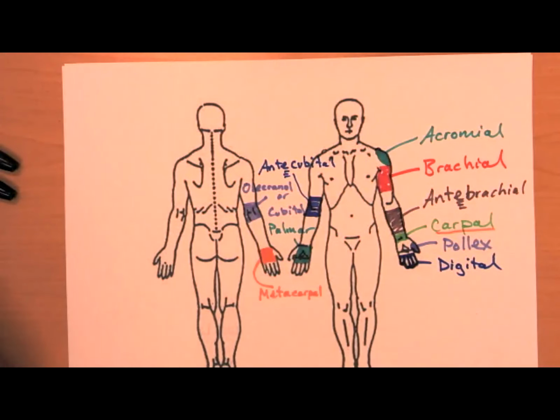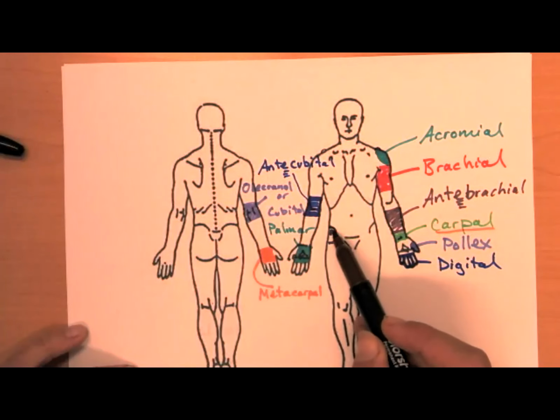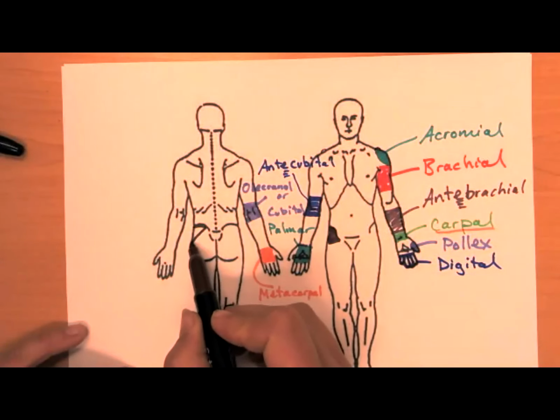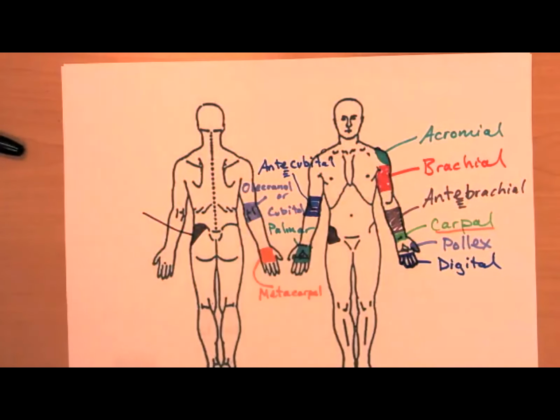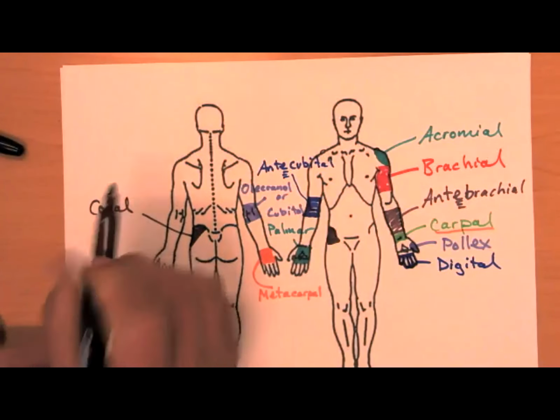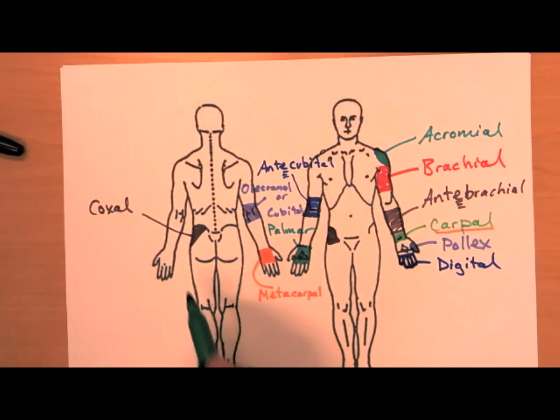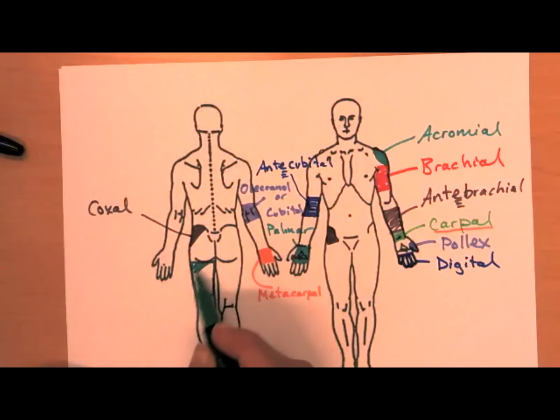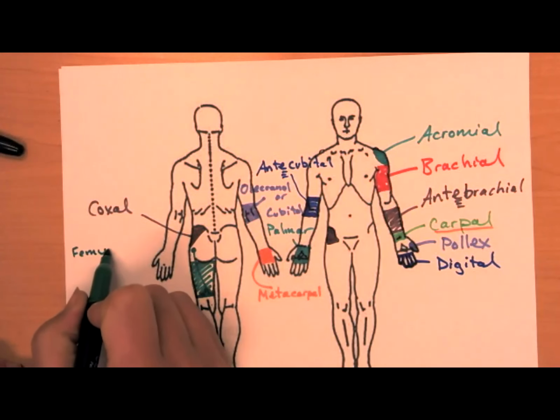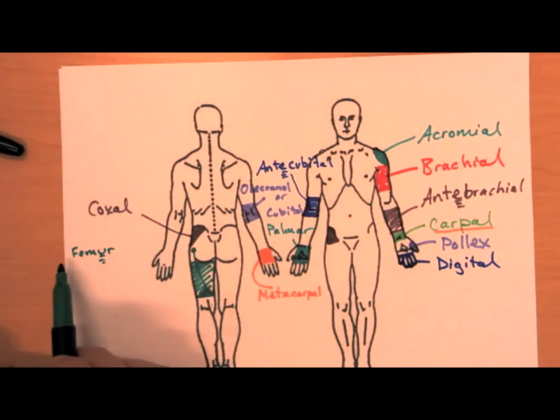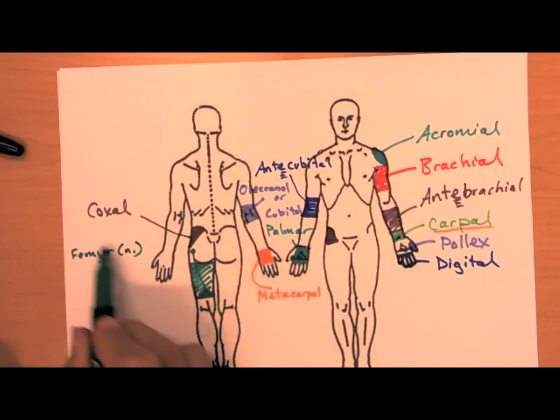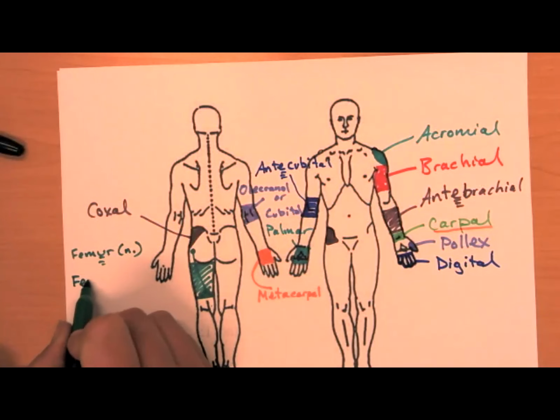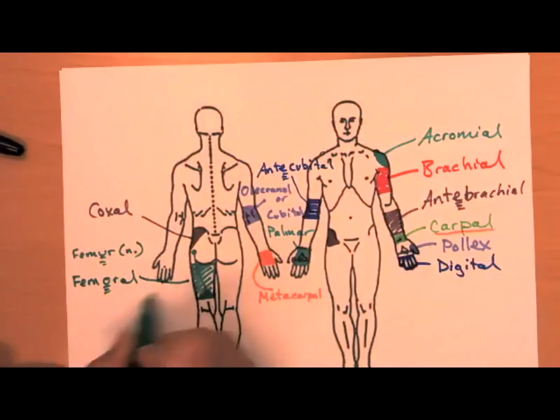Lower limb, the leg or lower extremity. First term is coxal. So coxal is referring to the hip bone, which is called an os coxa or os coxae. So the hip bone itself, right? This is therefore the coxal region. The thigh, the bone that is in the thigh is called the femur with a U. Femur is a noun. The region describing where the femur is, femoral. And again, this is an adjective describing something.